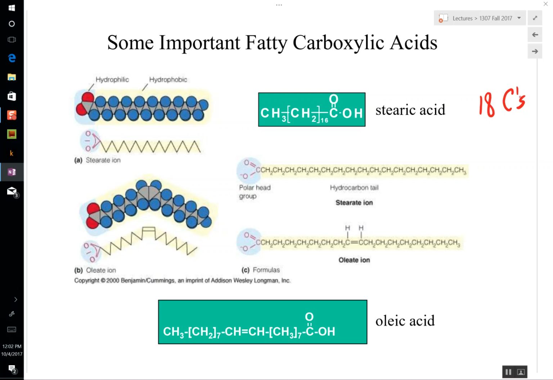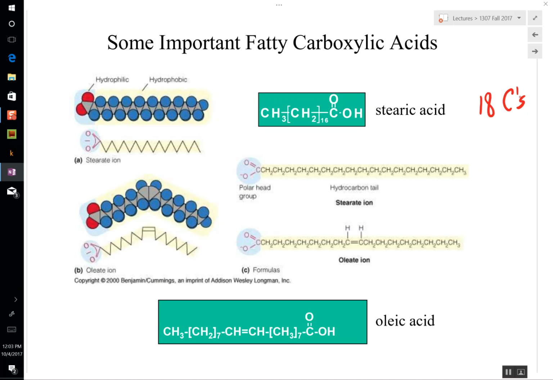We got a molecule where one end of it is water loving and the other end of it is hydrophobic, doesn't like water, doesn't want to have anything to do with water. And they're stuck on the same molecule. All right, now stearic acid is a saturated fatty acid. Saturated, no double bonds.